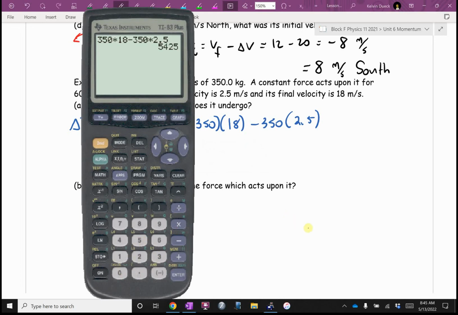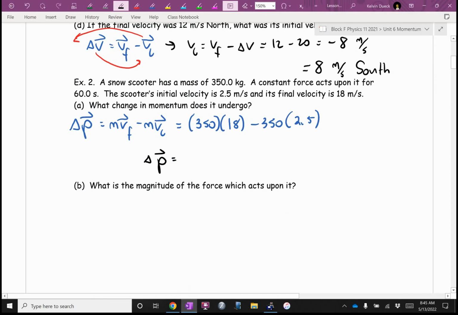And do you get 5,425? And Jada, if you said Newton seconds, I would be fine with that. Here, because I went mass times velocity, my brain would probably just think, oh, kilogram meters per second. Okay. Jada, what did part B want me to find?